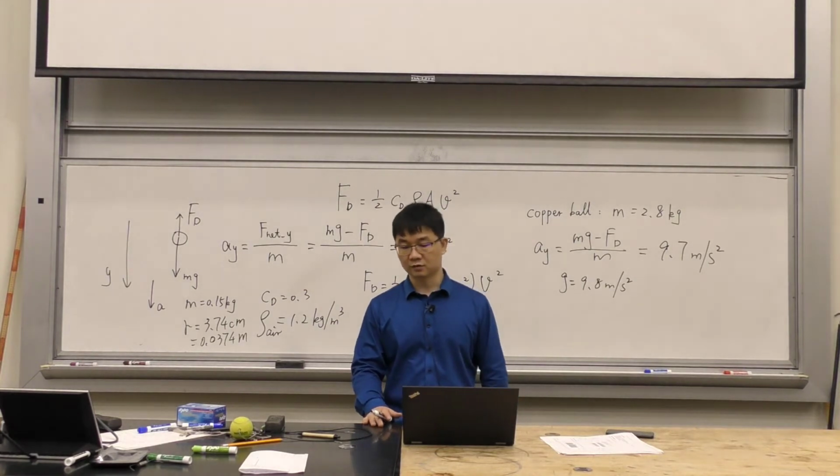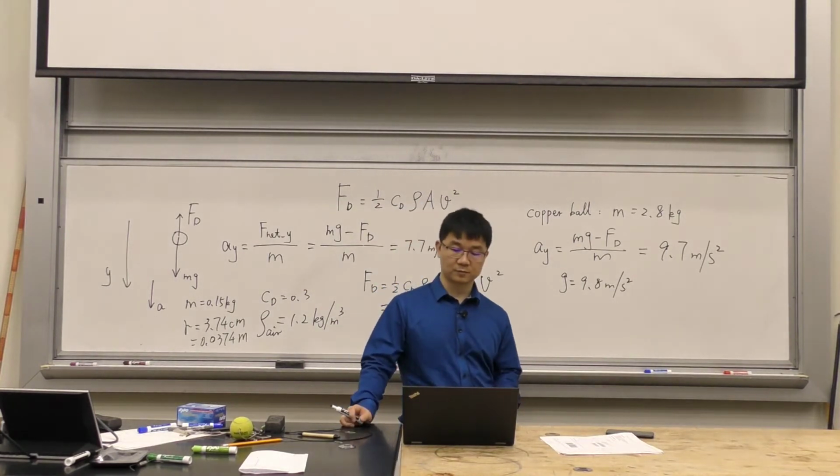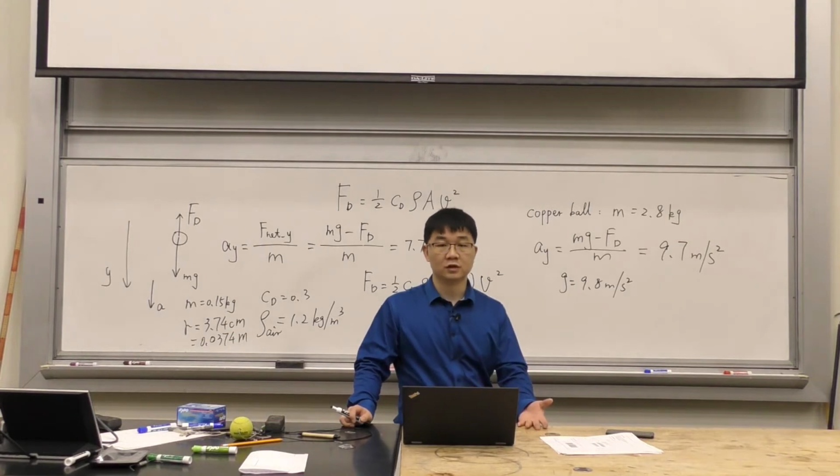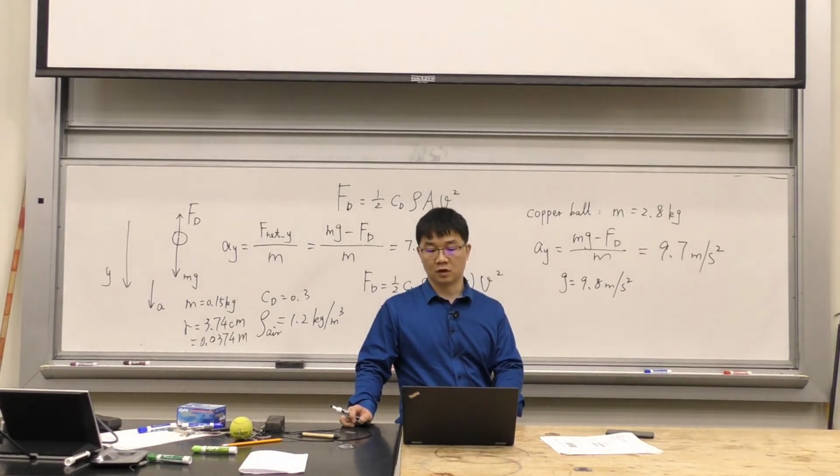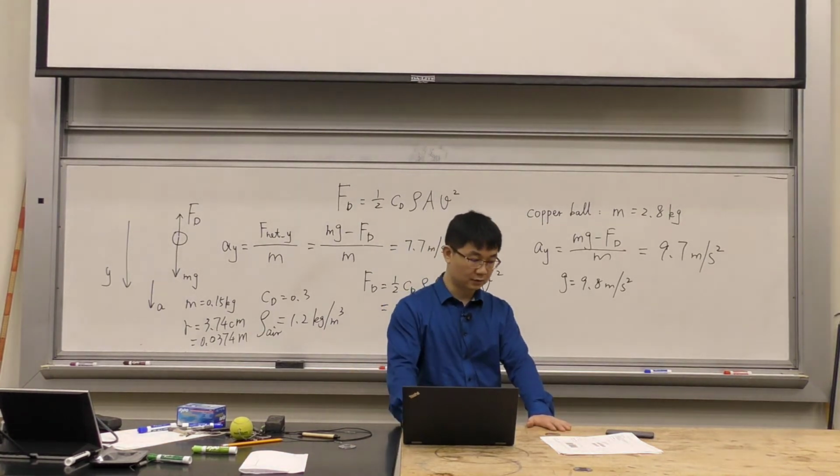Okay, so that's the reason for things like baseballs or a piece of paper, of course, you cannot ignore air drag. When they're falling, the acceleration is not going to be 9.8. So that's the difference between them.